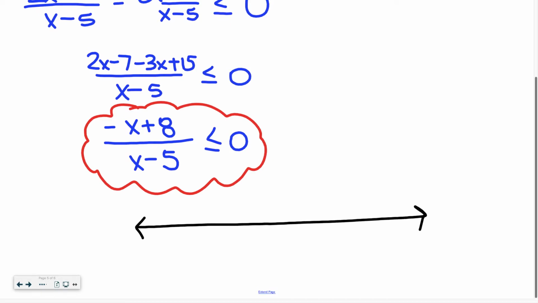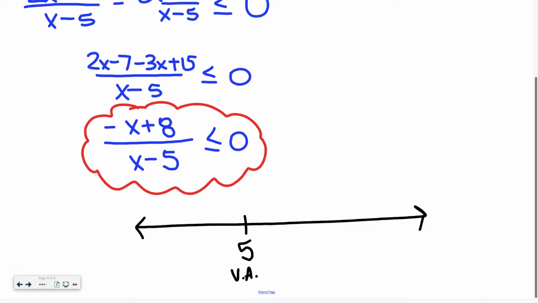On our number line, we need two things now. We need our zeros and we need our vertical asymptotes. We're really good at vertical asymptotes. Where does this rational function have a vertical asymptote? At x equals 5. Okay? And I'm going to make a note to myself that that is a vertical asymptote because it makes a difference if it's a vertical asymptote versus a 0. Okay? We got our vertical asymptote by setting our denominator equal to 0.